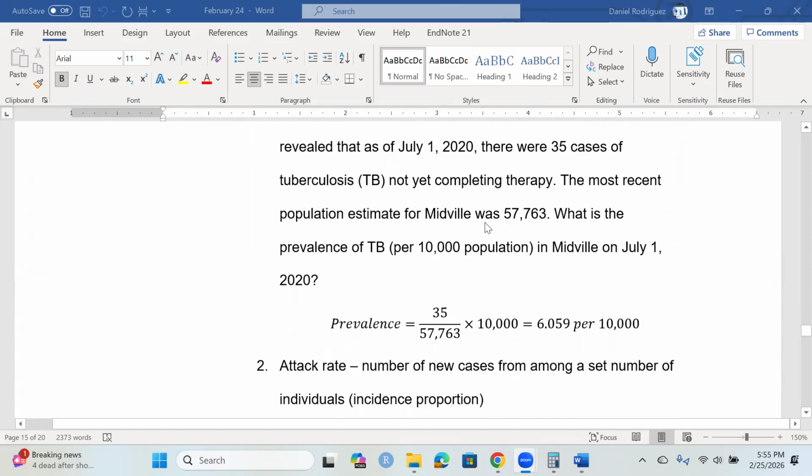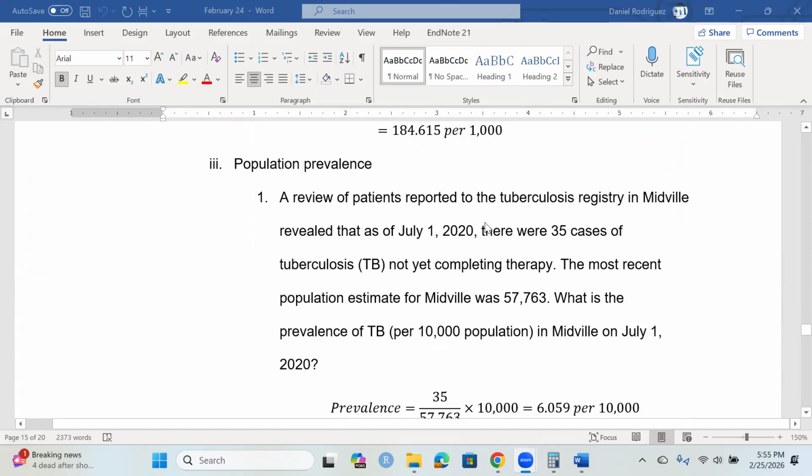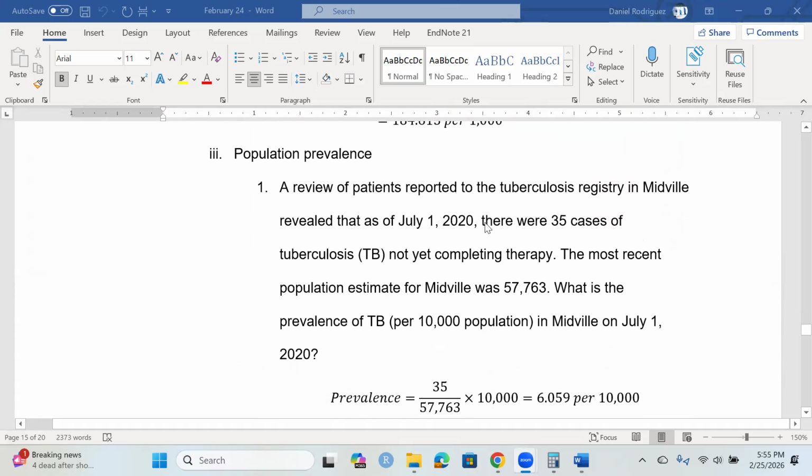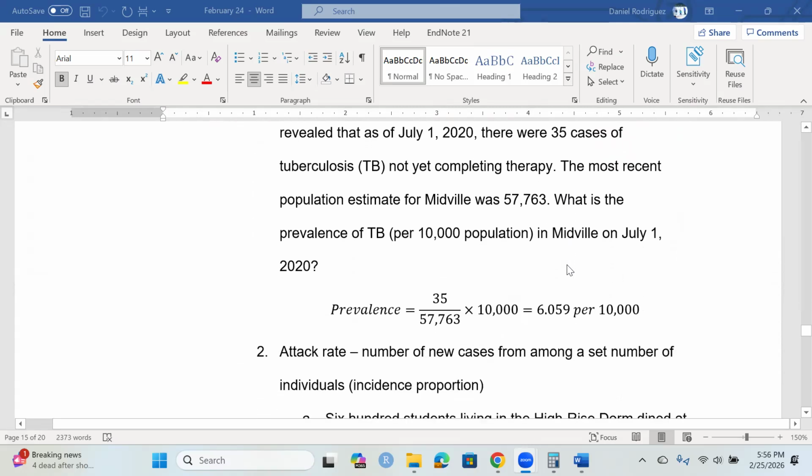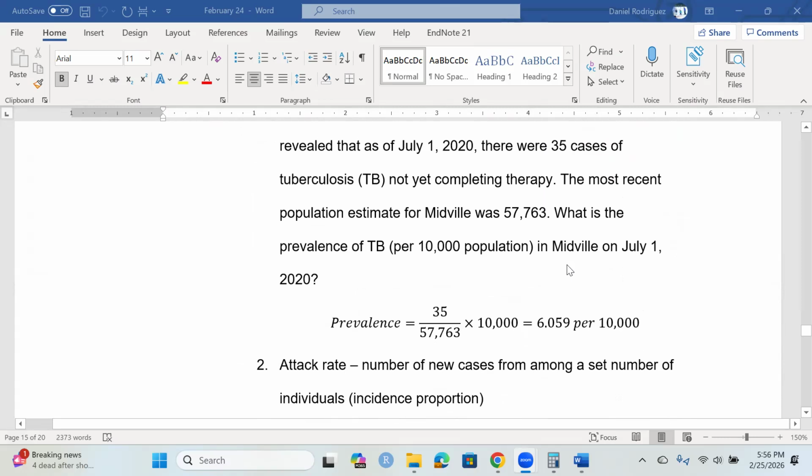So prevalence is the number of existing cases, right? It's just the number of existing cases. Prevalence includes both new cases, incidents, and existing cases. So here's just a very basic calculation of prevalence. Again, this is very, very basic stuff.